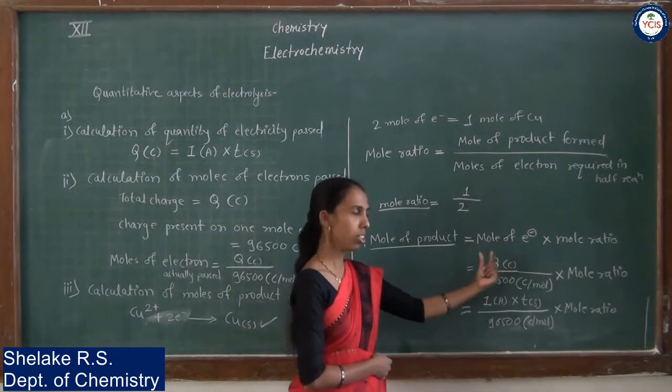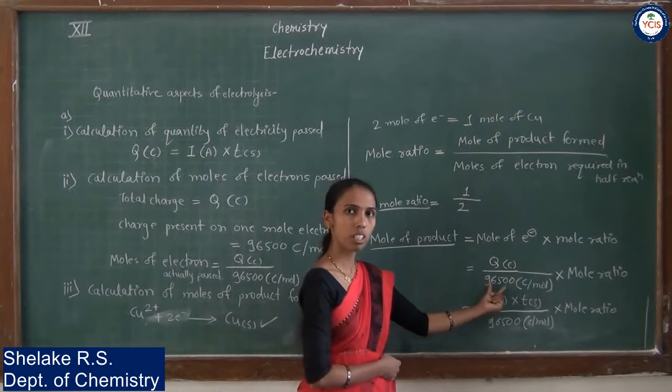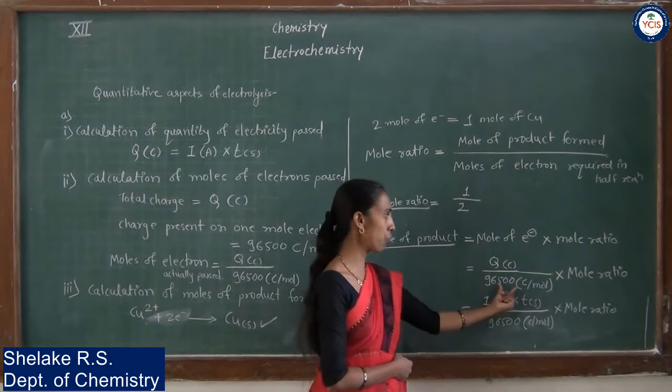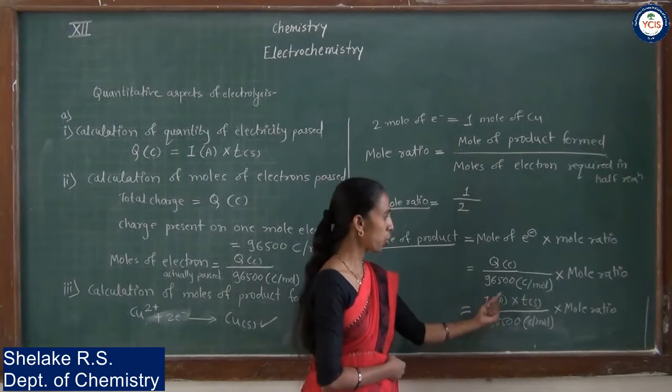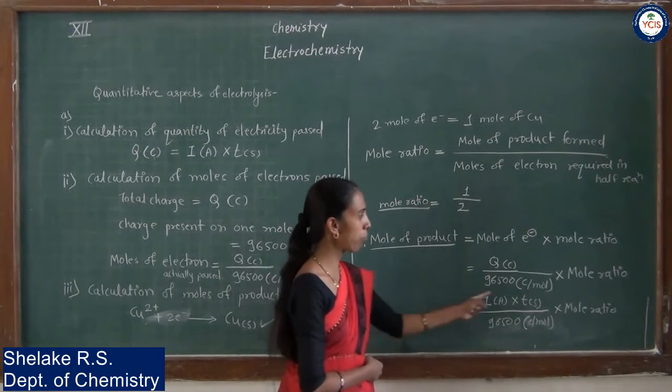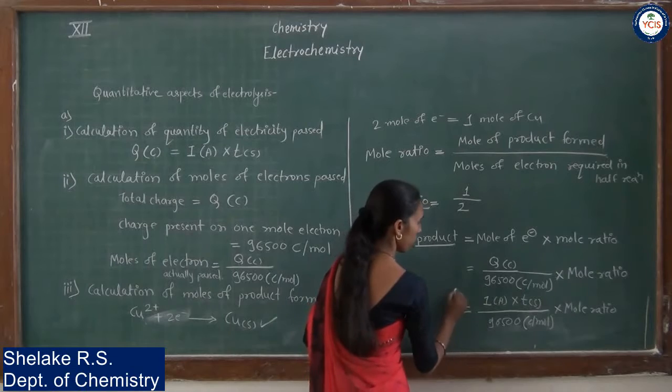Mole of electron, how can we find this? Q upon 96,500. How can we find Q? That is I into T. So again I have written the simplified formula here.